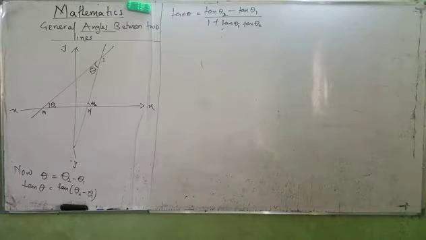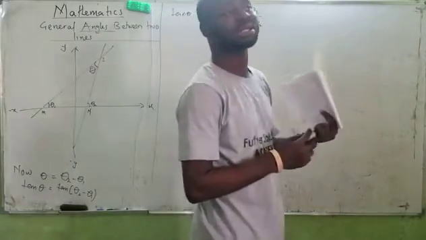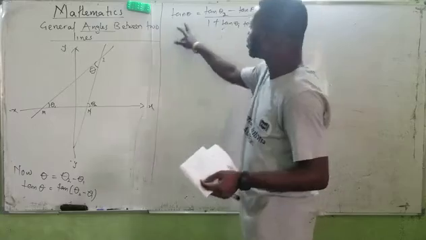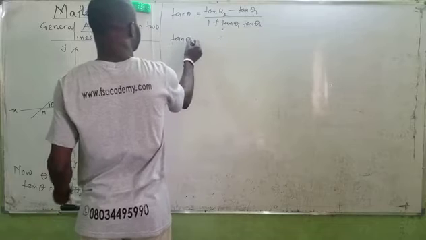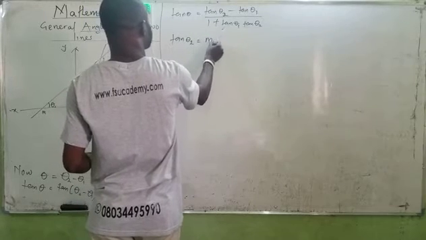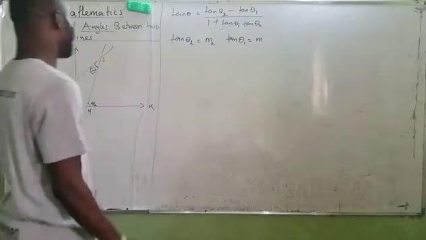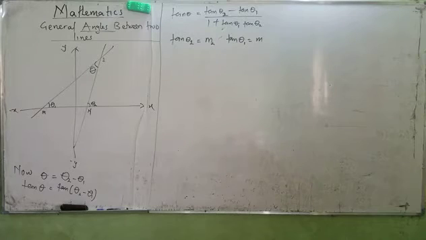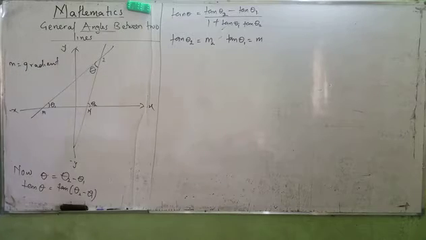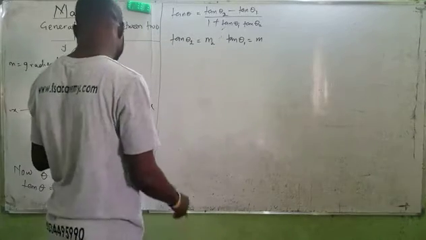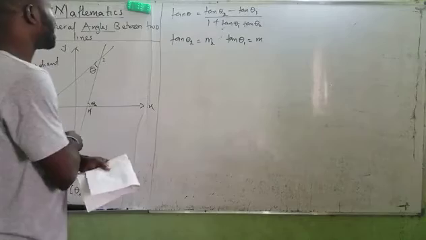Now, don't forget that tan is always equal to opposite over adjacent. I can also say that my tan theta 2 would be equal to M2, and tan theta 1 would be equal to M1. It means I'm representing it in the form of gradient. Don't forget that I've told you earlier that my M is the gradient. I hope I'm not making any mistake. I'm making sense.